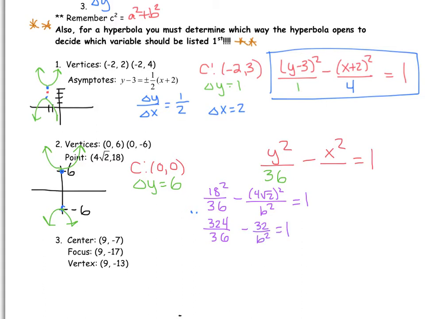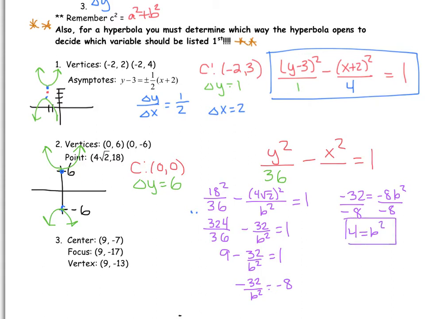324 over 36 is actually 9. And then I'll go ahead and subtract that over. So it looks like I've got negative 32 over b squared equals negative 8. I'll multiply by the b squared and divide by negative 8. So now I've got b squared is 4, and that's really what I need for my equation, so I can just plug that in underneath x.